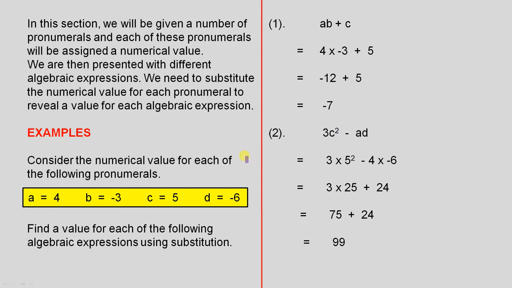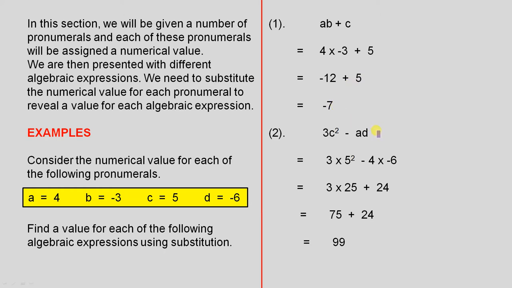Consider the numerical value for each of the following pronumerals. A equals 4, B equals negative 3, C equals 5, and D equals negative 6. Find a value for each of the following algebraic expressions using substitution. So we have to evaluate AB plus C. So using the values over here, we have 4 times negative 3 plus 5. 4 times negative 3 is negative 12. Negative 12 plus 5 is negative 7.